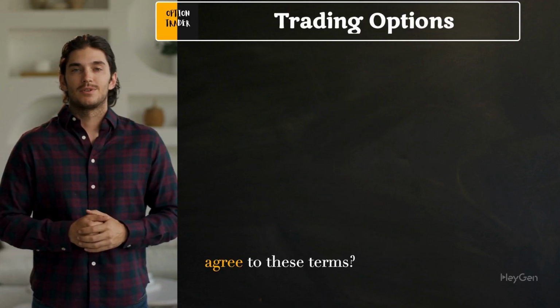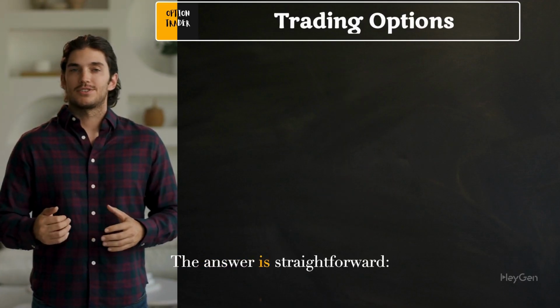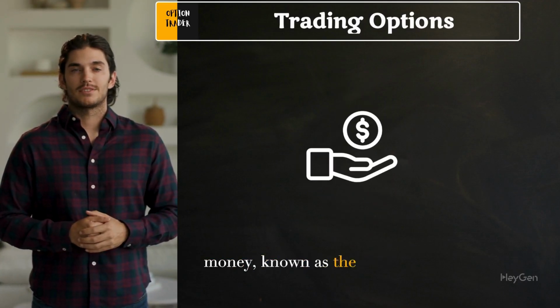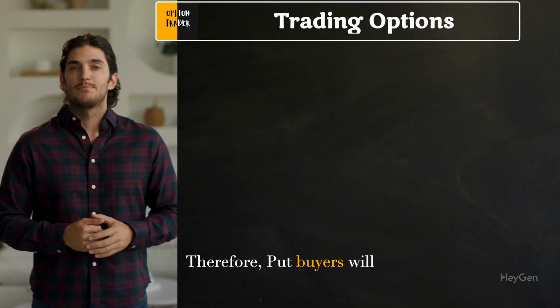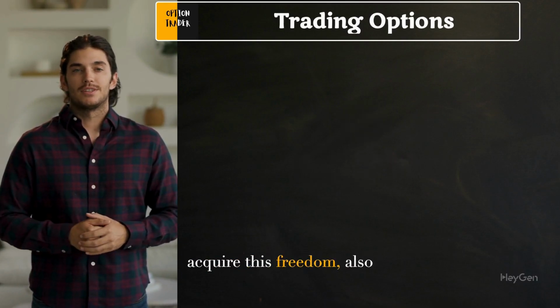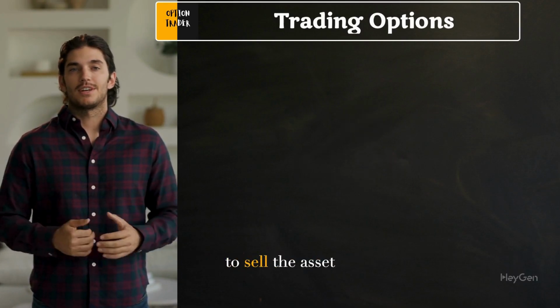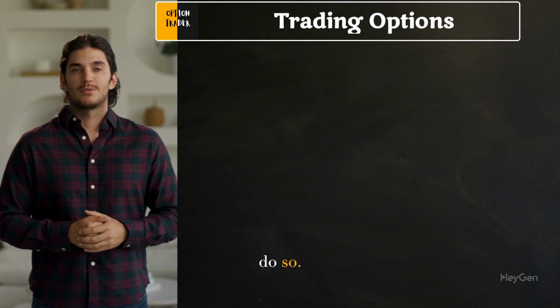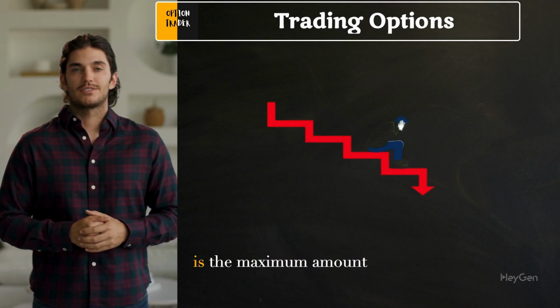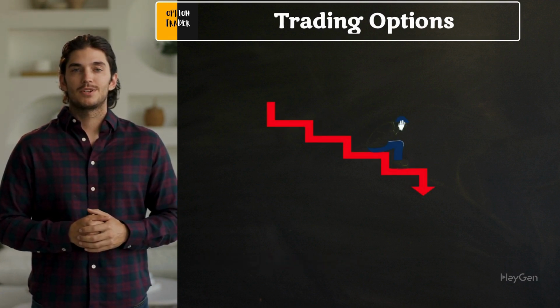Why does the seller agree to these terms? The answer is straightforward: money, known as the premium. Therefore, put buyers will pay a fee to acquire this freedom, also known as the option to sell the asset if they choose to do so. This charge per share is the maximum amount a buyer can lose on a put option.